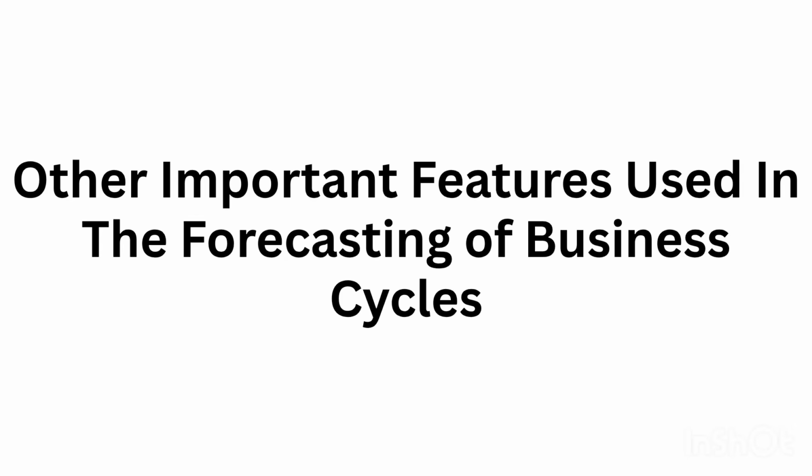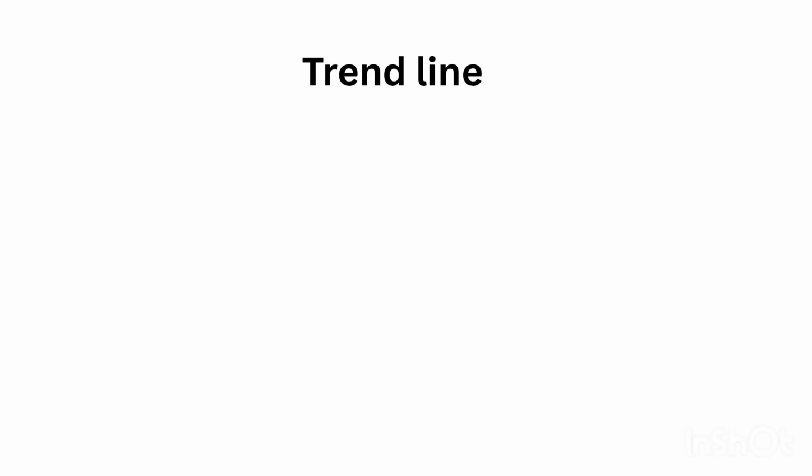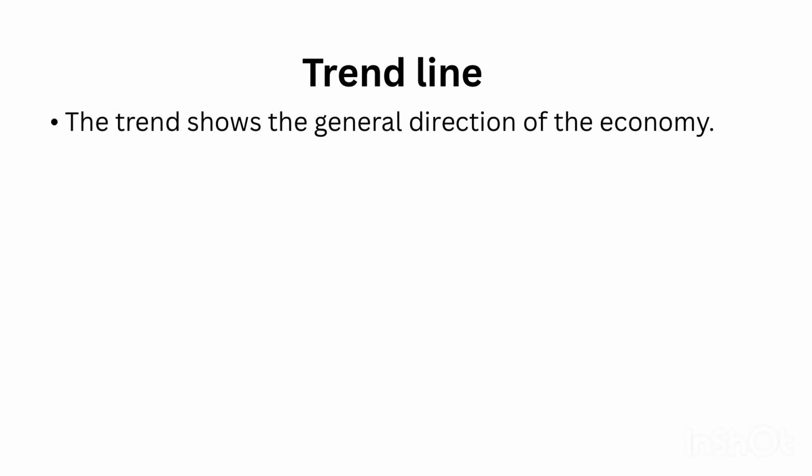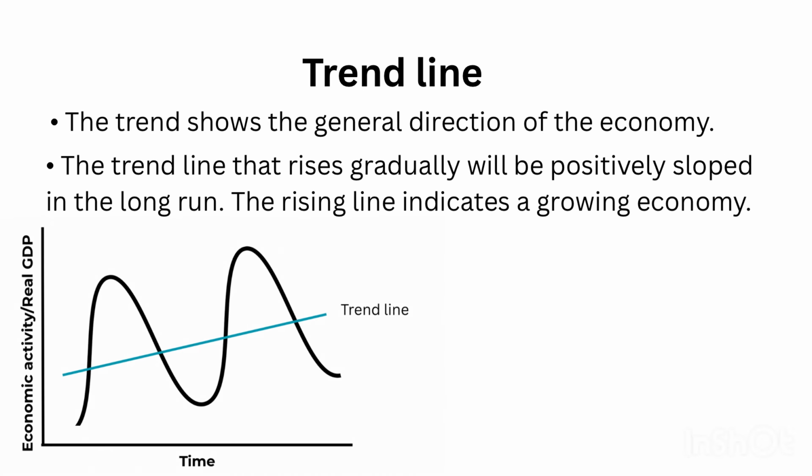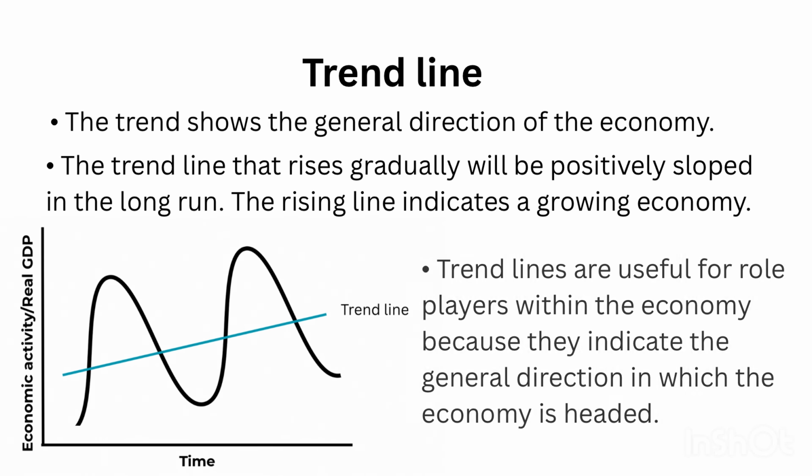Well, all this recap was so that we can understand the other important features used in the forecasting of business cycles. We firstly have the trend line. The trend line shows the general direction of the economy. The trend line that rises gradually will be positively sloped in the long run. The rising line indicates a growing economy.